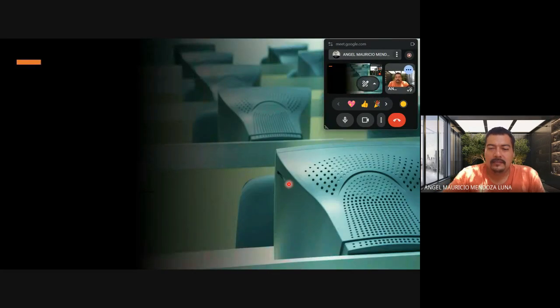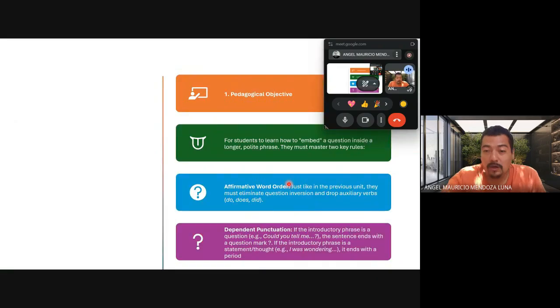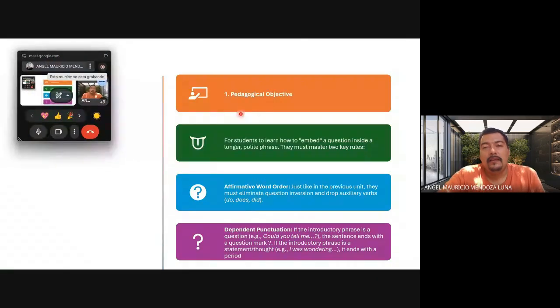Let's see this one, which is called the Grand Challenge: Office Diplomacy, right? In order to apply embedded questions, students will learn how to embed a question inside a longer and polite phrase. They must master two key rules. The first one, affirmative word order. Just like in the previous unit, they must eliminate question inversions and drop the auxiliary verbs.